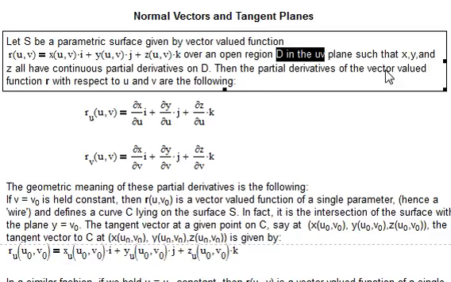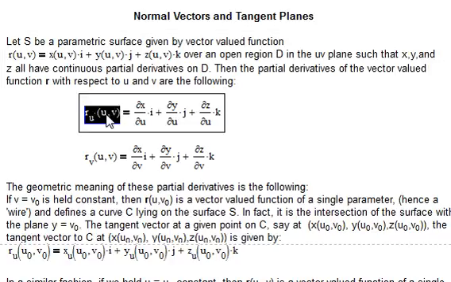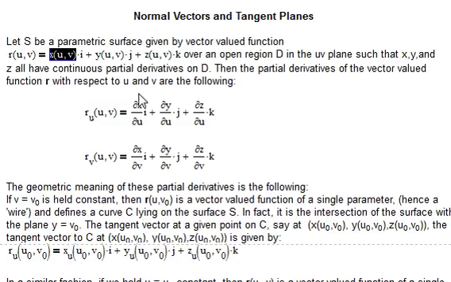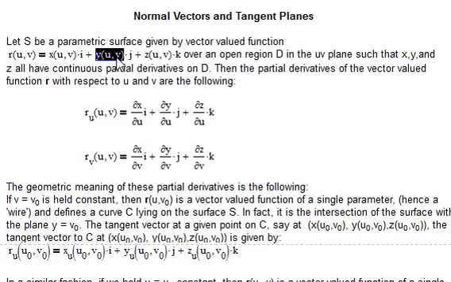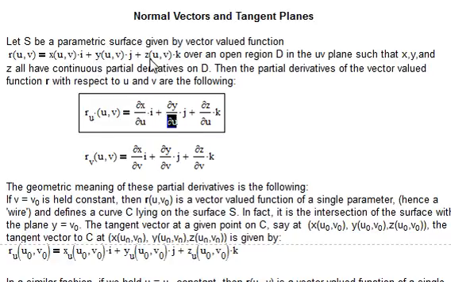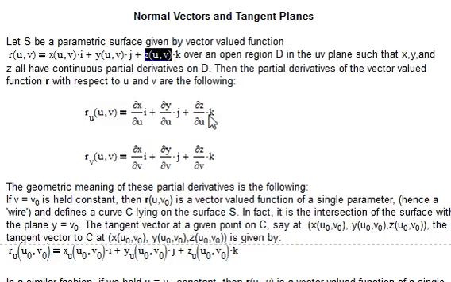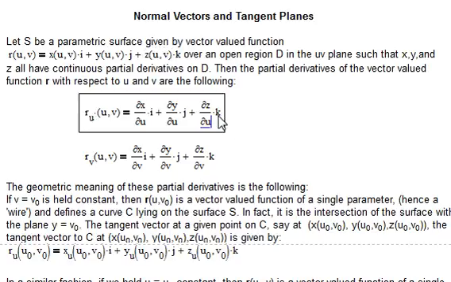Then the partial derivatives of the vector valued function r with respect to u and v are the following. The partial of r with respect to u is the partial of x with respect to u times i, plus the partial of this one with respect to u times j, plus the partial of this one with respect to u times k. So see why it's that?